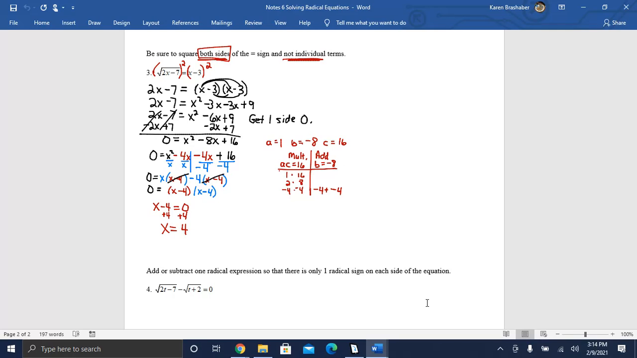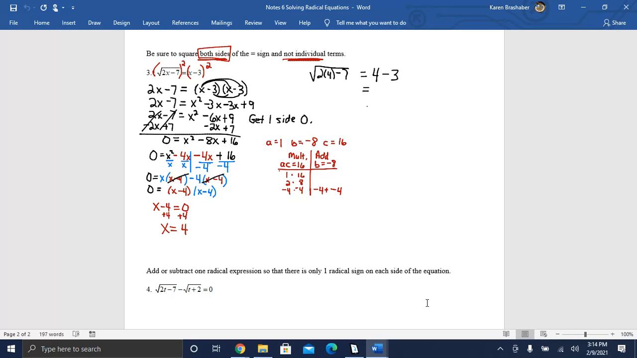Even on these, and notice that this did take a little bit more work, even on these, we need to do the check. So off to the side, I will substitute in my answer of 4. I want to do it in the original problem. So the square root of 2 times 4 minus 7. Now remember, I have to substitute in the 4 wherever there was an x. So on the other side, I had an x, and I have to substitute the 4 in for it. So you can use your calculator if you need.